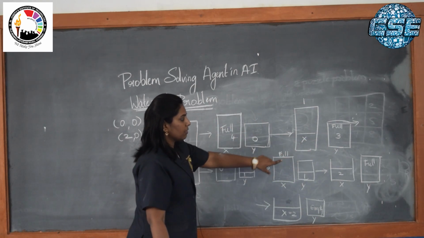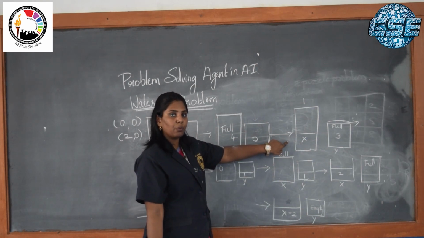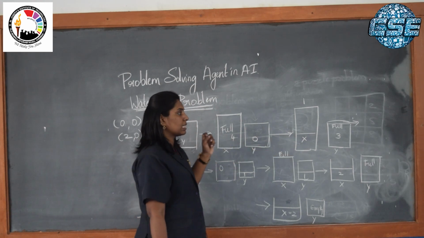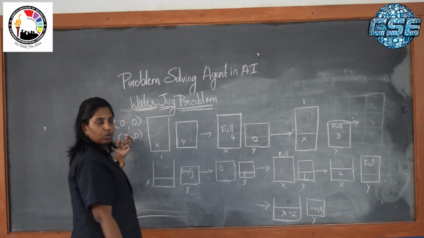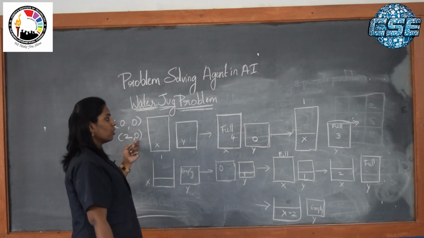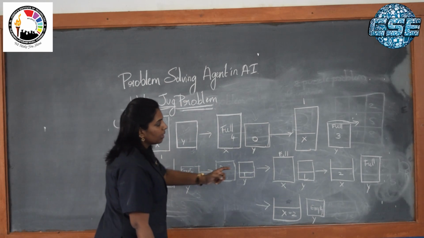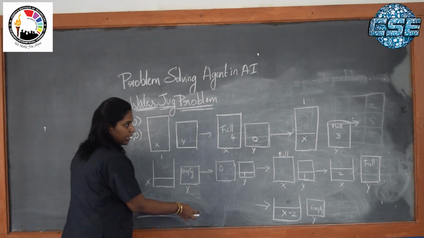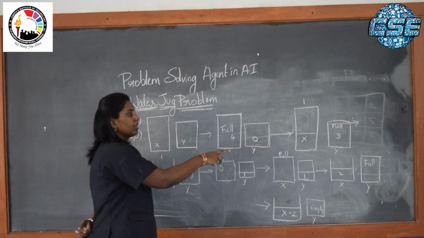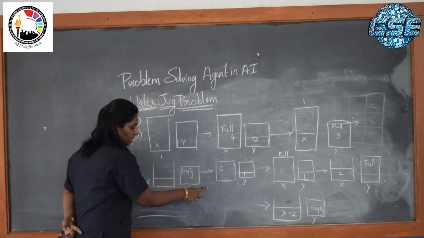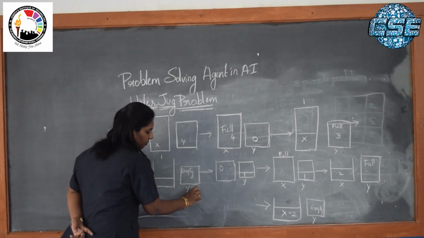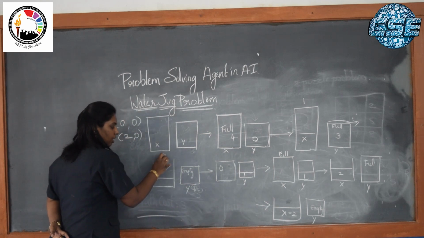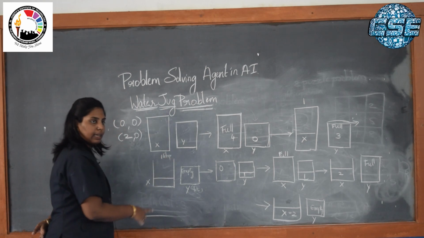Then again this will be a transition model, and we need to check whether it has reached the goal state or not. It has not reached the goal state, because our goal state should be 2 in the X jug and 0 in the Y jug. So again we need to perform the action. We need to empty the water which is filled in the Y jug. So we are emptying the 3 liter jug, and in the X jug there is already 1 liter of water present.